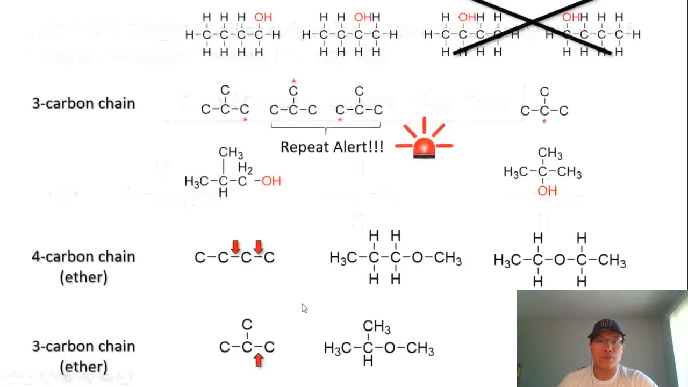So, how many isomers do we have so far? 1, 2, 3, 4, 5, 6, and 7 total. So we have 4 alcohols and 3 ethers. All right. Good job, guys. So let's go to the next video.